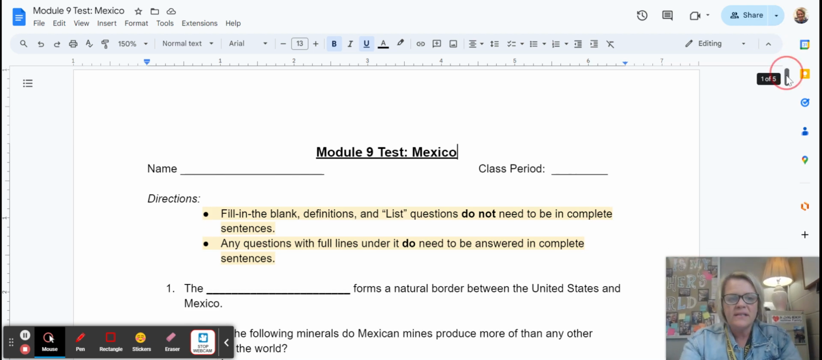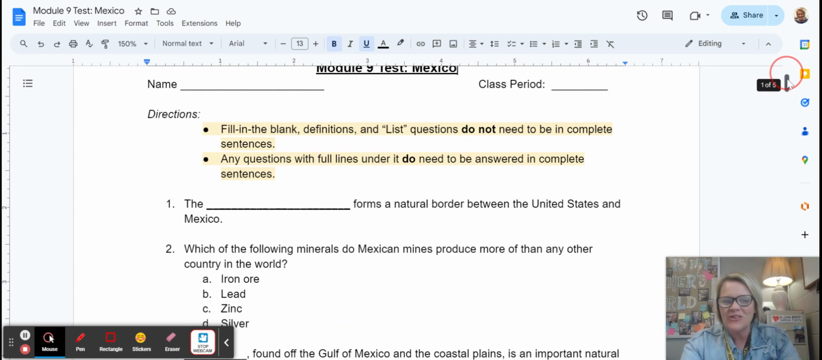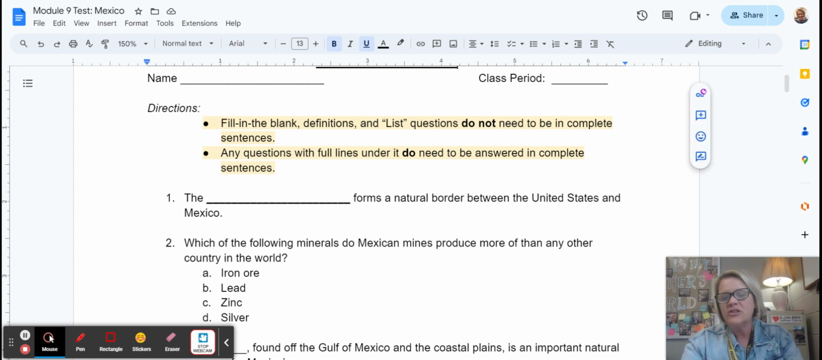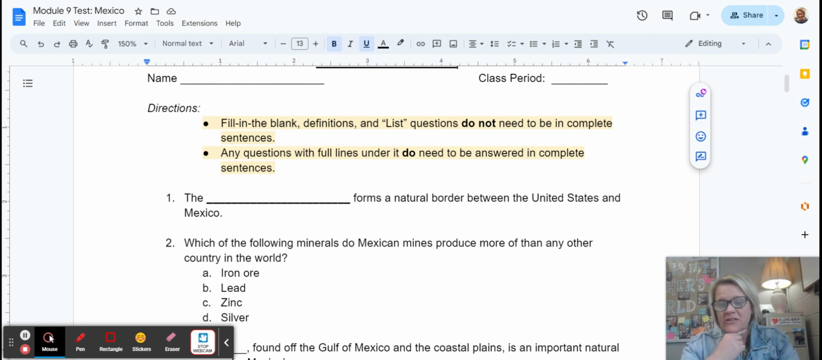That allows us to focus on the directions if our pencils are down. The directions are very similar to all the module tests that we've had so far. The fill in the blanks, definition, and list questions do not need to be in complete sentences. For the sake of time this year, I included more of those types of questions than the other type. And if questions have full lines underneath them, that means they do need to be in complete sentences.